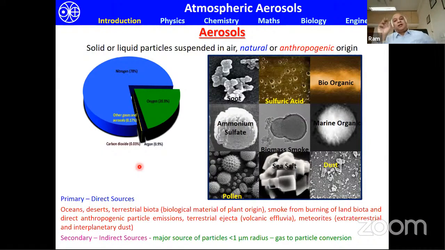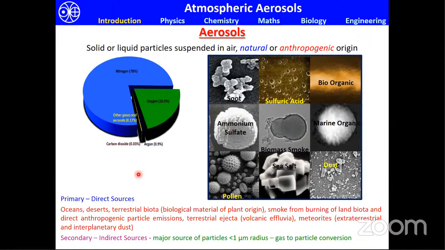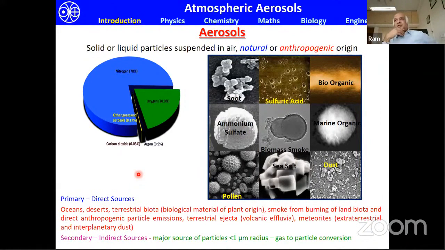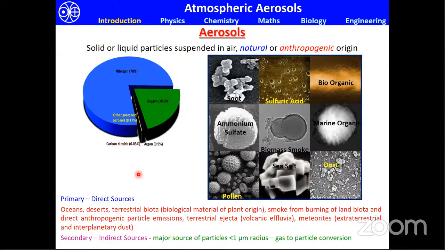So the sources of these particles are primary and secondary. The primary sources are the direct sources, which are oceans, deserts, terrestrial biota, meaning biological material of plant origin, smoke from burning of land biota, direct anthropogenic particle emissions, terrestrial ejecta, which includes the volcanic eruptions or the effluvia from volcanoes. Meteorites, the extraterrestrial and the interplanetary dust also form a part of the aerosol.